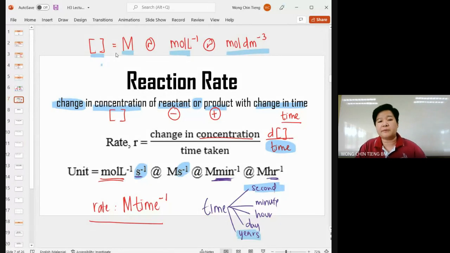That's why the time will depend on what reaction we are talking about. Jangan ambil saat terus. Baca soalan betul-betul, tengok unit masa dia adalah apa. Okay? Alright. So that is your reaction rate, the change of concentration of reactant or product in time.